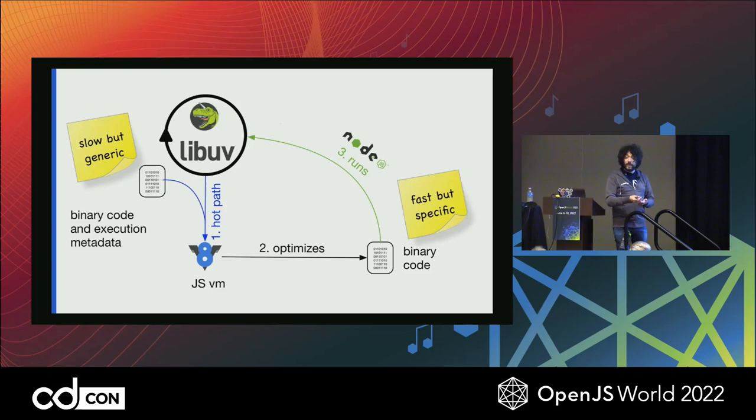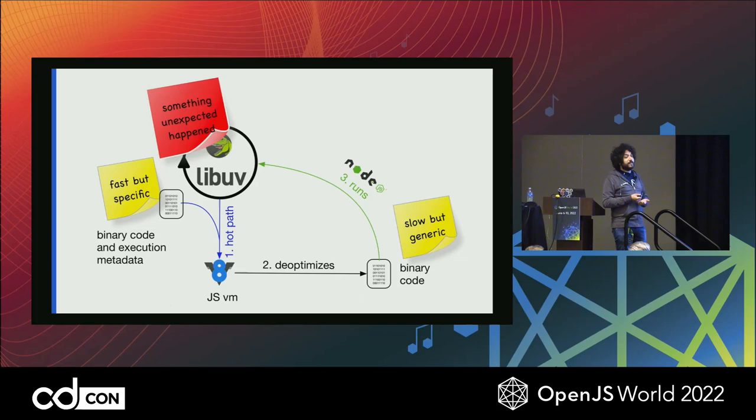So if you're not passing an integer, what happens? You're passing a string, so V8 says, oh, I can't run that function because I optimized it to run on integers. So it takes the fast but specific code it compiled and goes back to the slow but generic, and then it goes back in the cycle, updating the execution metadata. And now the function will be recompiled a little bit and will be able again to run both for strings and integers. Cool, okay?